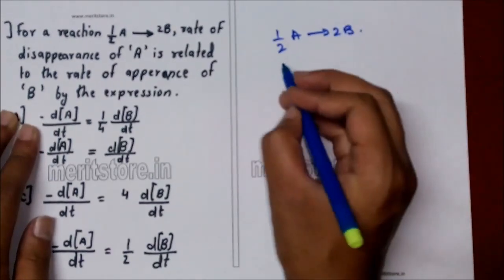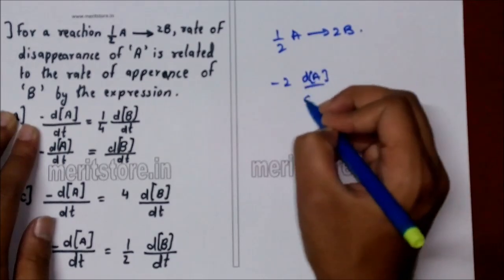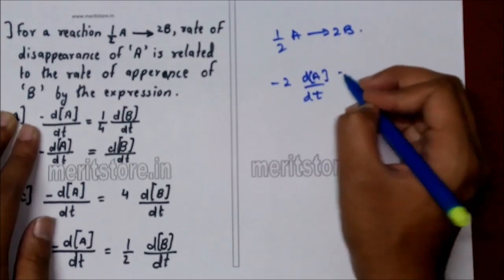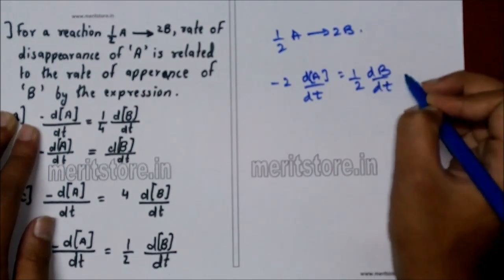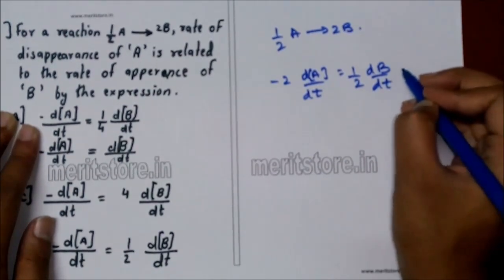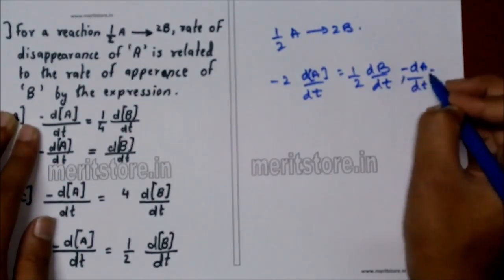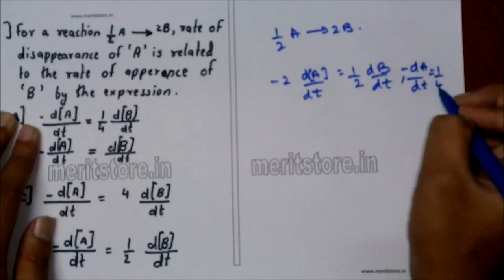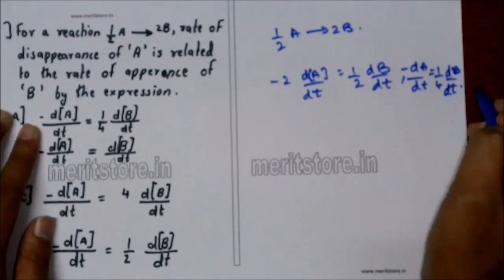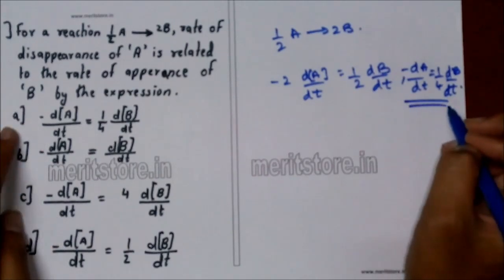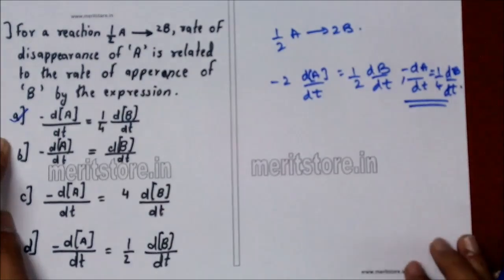So we can write the rate as minus 2 dA with respect to time, which is equal to half dB upon dt, and minus dA upon dt is equal to 1 by 4 dB by dt. So this will be our perfect rate reaction. So option A is the correct answer.